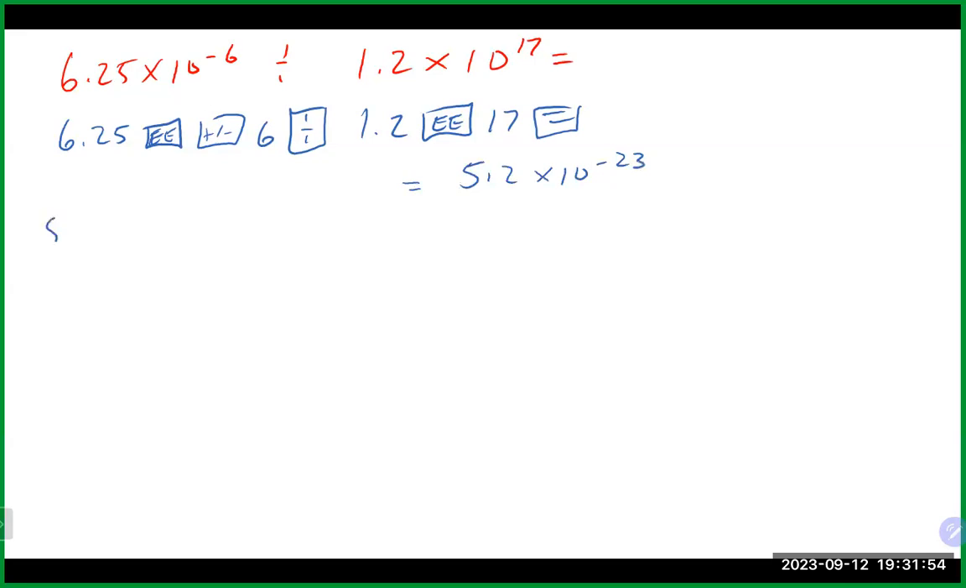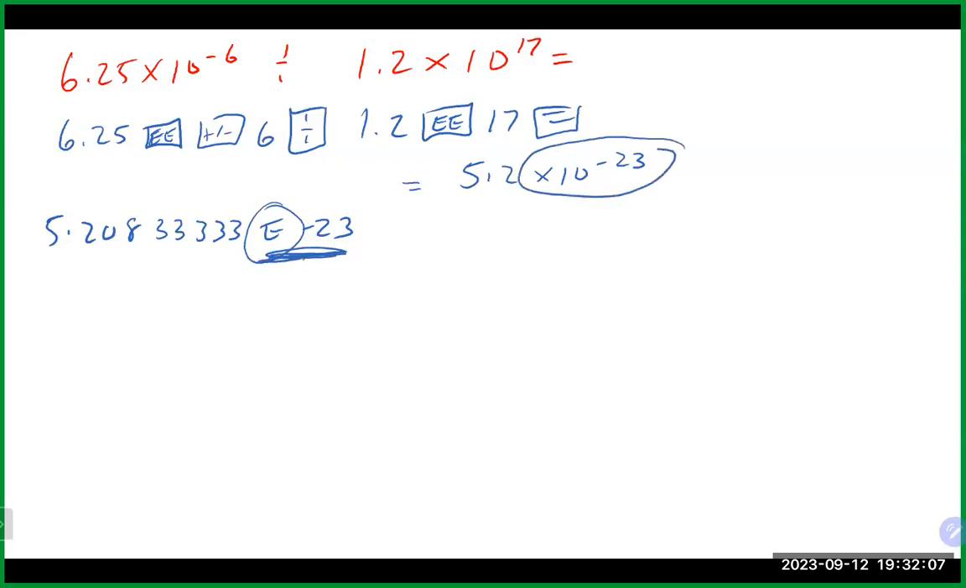On my calculator, I got 5.208333333 E minus 23. By the way, that's also a very common mistake people make when they punch it into their calculator. They forget about this part. That is this part. So you don't want to just put the front part of the number when it comes into your calculator.